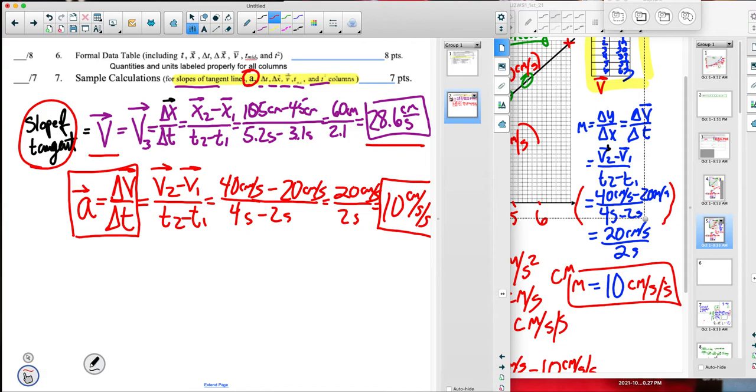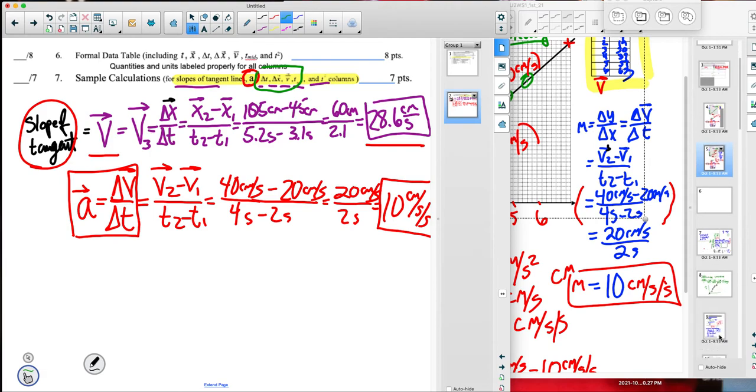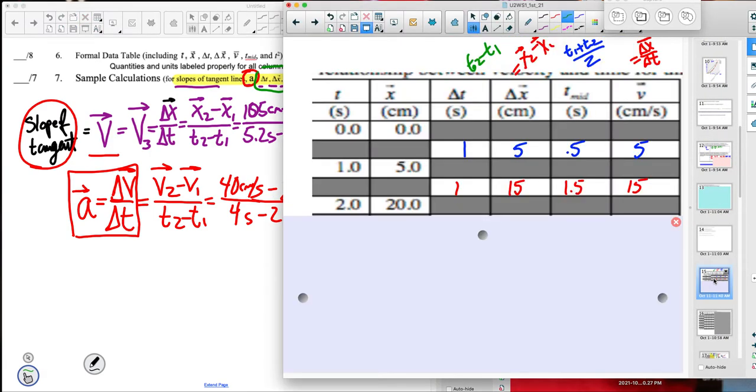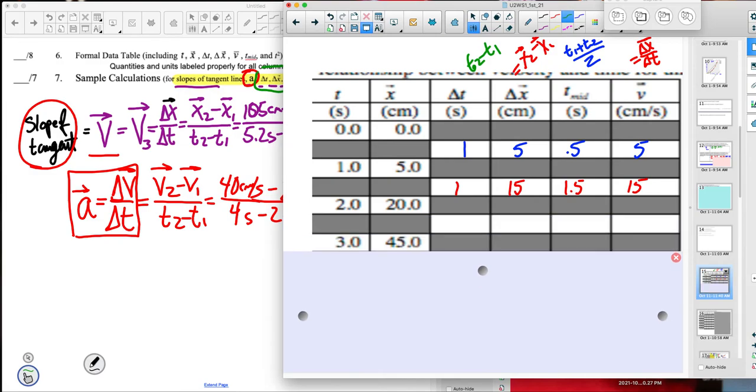What about the next four? Change in time, change in position, average velocity, and time midpoint. I remember running into those when we looked at that crazy data table. If we take a look at the crazy data table over here, we could look at the time frame from 2 to 3 seconds. Our change in time could literally be 3 seconds minus 2 seconds, which is 1 second. Our change in position could be 45 centimeters minus 20 centimeters, which is 25 centimeters.